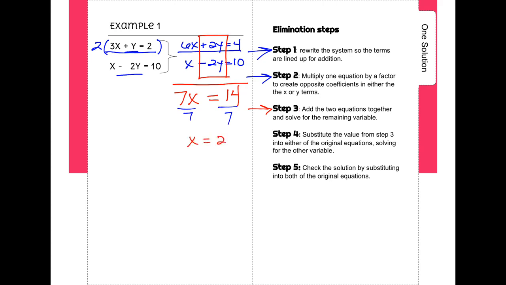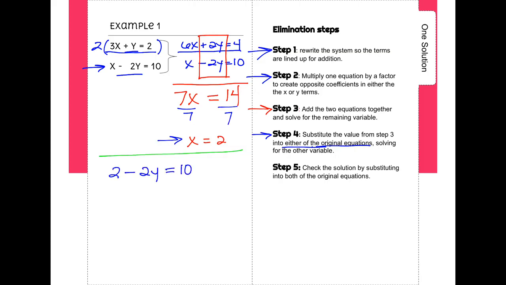So we have step 3 accomplished. Let's take a look at step 4. It says to substitute the value from step 3, so that's x equals 2, into either of the original equations. Here's another place where we have some choice. And then we'll solve for the remaining variable. So I'm going to pick equation number 2 because I have an x term that has no coefficient, so I think it'll be a little bit easier. So wherever I see x in that second equation, I'm going to substitute a 2. So 2 minus 2y equals 10.